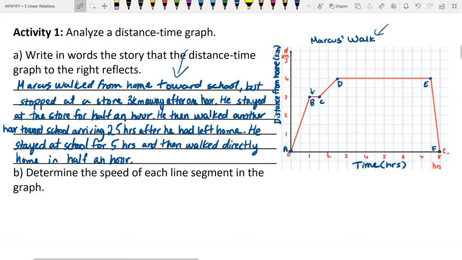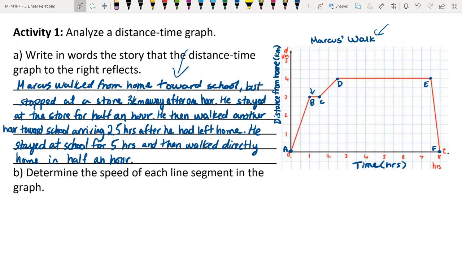And I'm going to read you the story and just go over how it reflects the graph so you can have a really strong sense of how this is done. We will then go through the process of determining the speed for each line. This activity 1 and me doing it with you is really just so that you are able to do the other activities on your own. Alright, so the first sentence says, Marcus walked from home towards school. So you can see here it's 0 kilometers at 0 seconds. This is at home. He's 0 kilometers away from home.